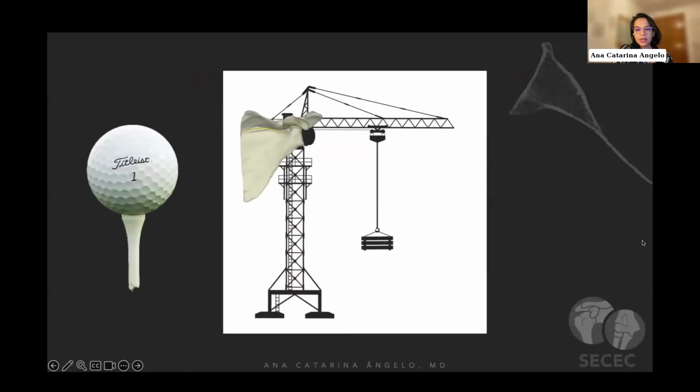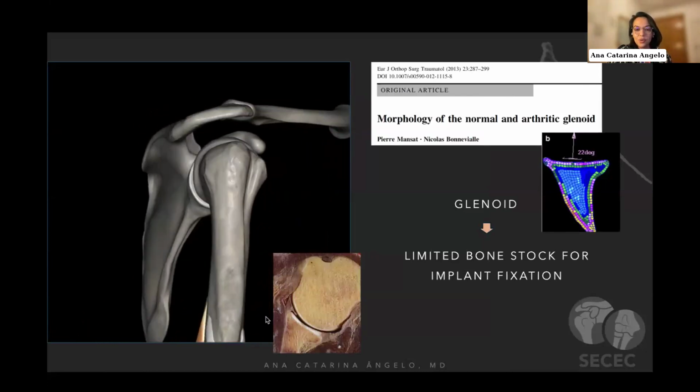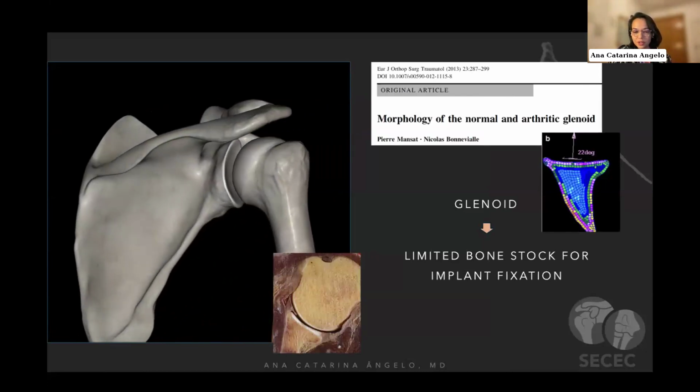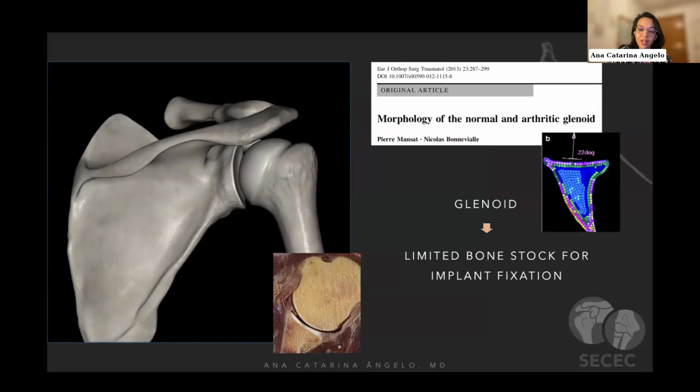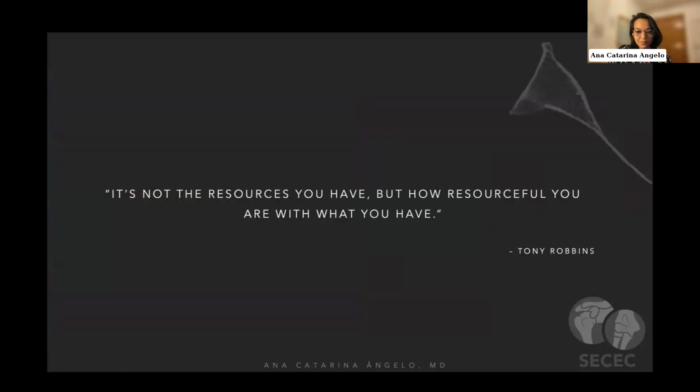We all know that the glenoid is the base of your upper limb. The glenoid takes all the weight of the upper limb and behaves as a link between your axial skeleton and the upper extremity. So it's a very, very important point of our body. But there's a small problem. The glenoid is tiny. If you want to replace the shoulder, when you want to implant something on the glenoid, you have very limited bone stock, and this is usually a problem.